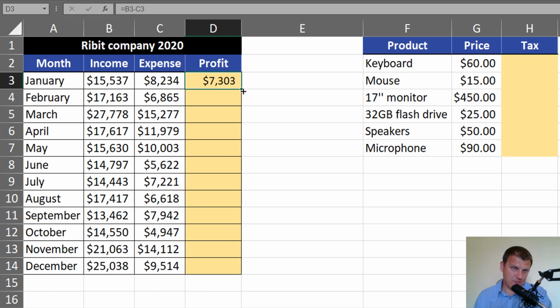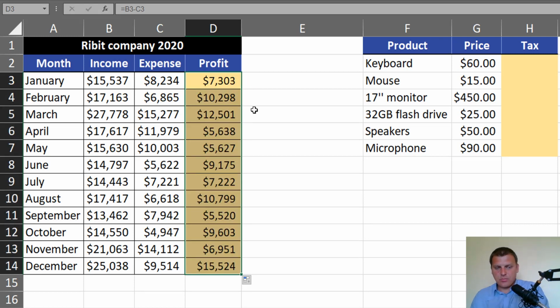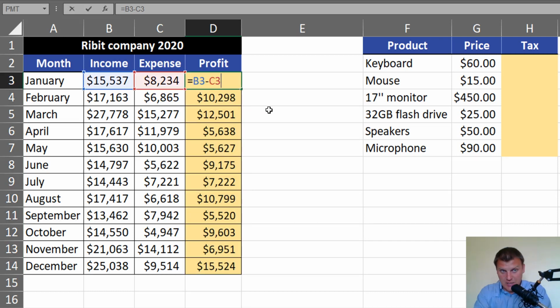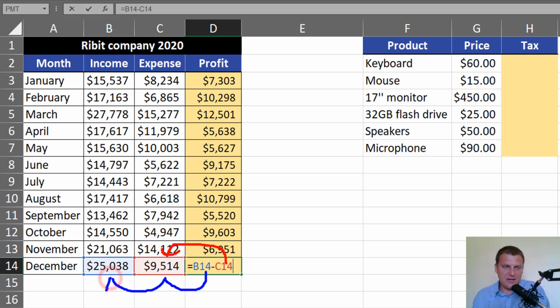And we can copy this formula down, but our formula is changing because we have different results in different cells. When we are watching our formula, it's referencing the B3 cell and the C3 cell, but in reality it is referencing the cell that is 2 cells to the left and 1 cell to the left. And when we check the last formula, we can see B14 minus C14, but it's still 1 cell to the left and 2 cells to the left.